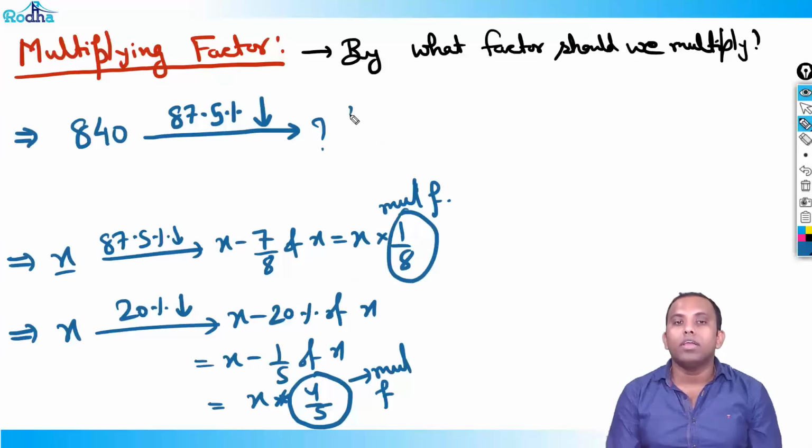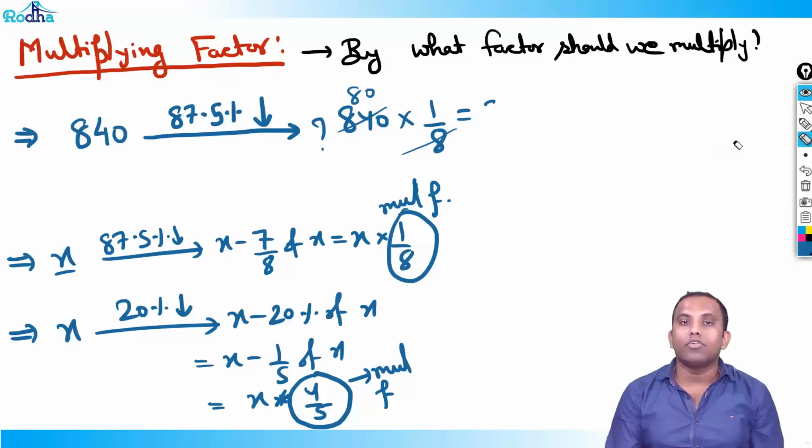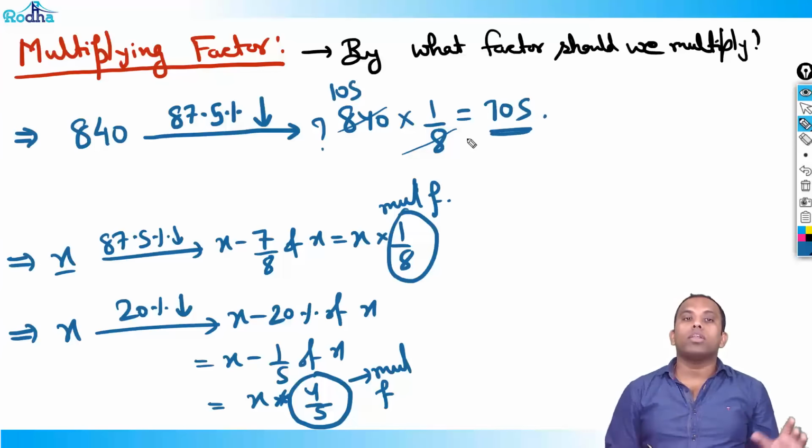So what is the answer here? 840 decreased by 87.5%, simply multiply by 1 by 8. So 8 8s are 64. Sorry, not 8 8s. It is 840. Okay. So it is 105. So 105 is the answer. Okay. So how to get this quickly? Now get this funda in mind.